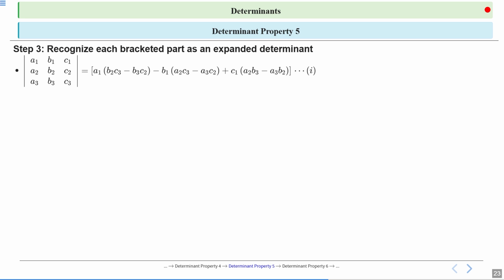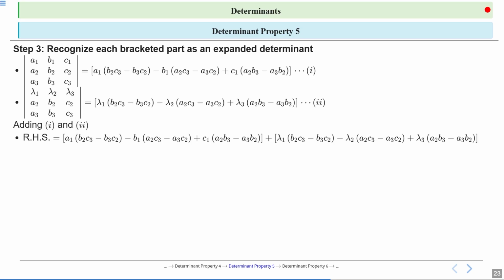Now recognize each bracket part as an expanded determinant. The first part is the determinant of the matrix a1 b1 c1, a2 b2 c2, a3 b3 c3, and the second part of the bracket is the determinant of the matrix lambda 1 lambda 2 lambda 3, a2 b2 c2, a3 b3 c3. So adding 1 and 2, we get the RHS part. Okay, so LHS is equal to RHS.